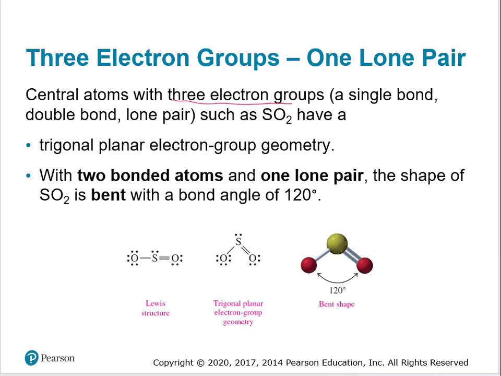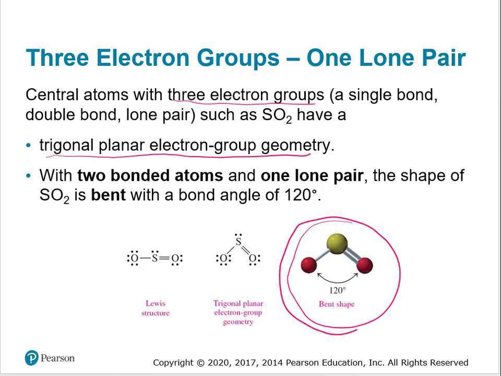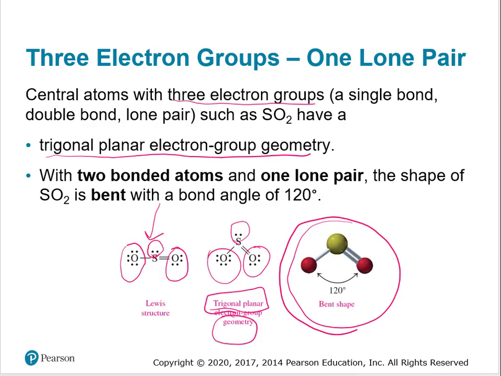Central atoms that have 3 electron groups, a single bond, a double bond, a lone pair, such as SO2, have a trigonal planar electron group geometry. Why? Even though this doesn't look like there's 3 things attached to it, let's look at our electron dot diagram. There is 1, 2, 3 things coming off of that S. We cannot forget about the lone pairs of electrons. 1, 2, 3.